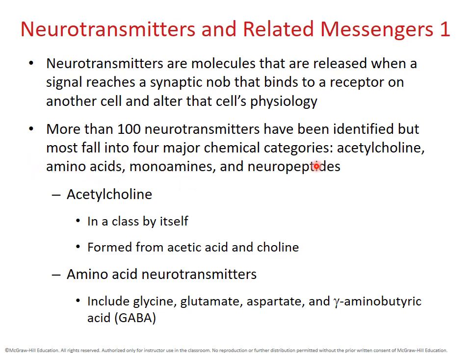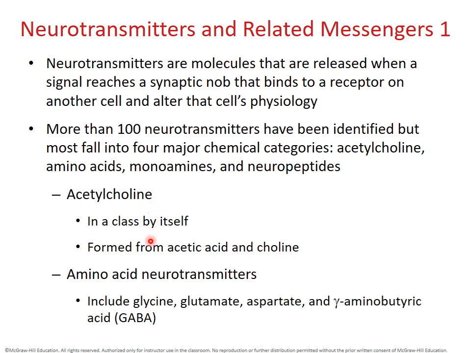So let's talk about each of these classes in order. We're going to start with acetylcholine, our familiar friend from the neuromuscular junction. Acetylcholine, as we've said here, is in a class by itself.